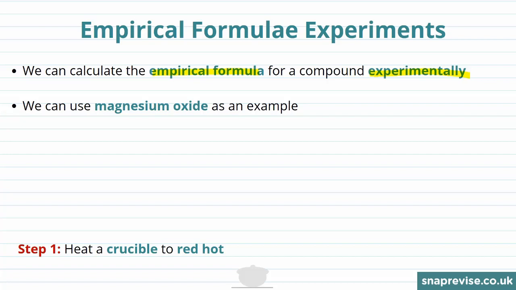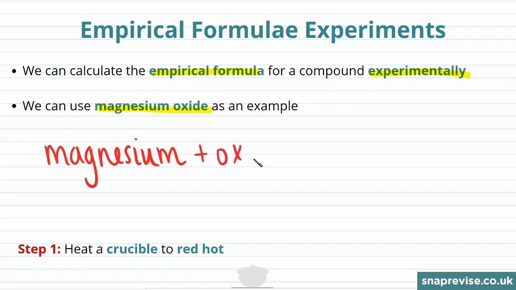Let's think about an example, which is making magnesium oxide. We can make magnesium oxide by burning magnesium in air, which exposes the magnesium to oxygen, and magnesium plus oxygen react together in order to produce magnesium oxide.